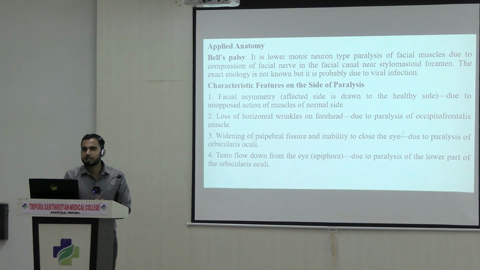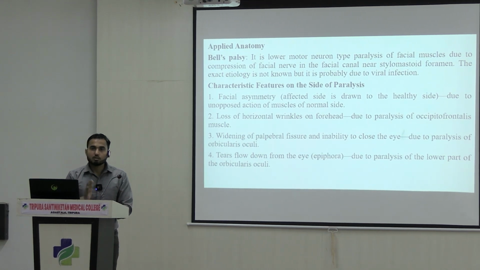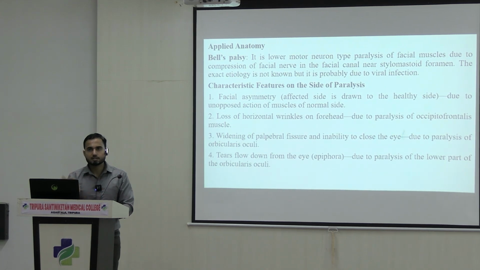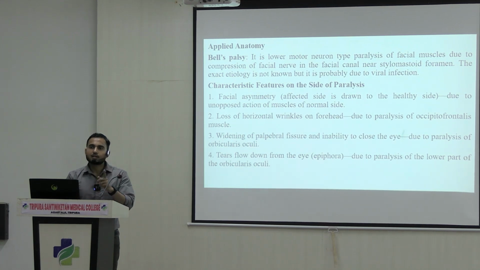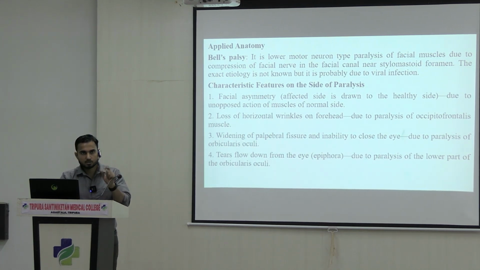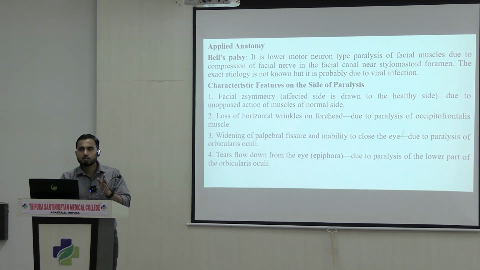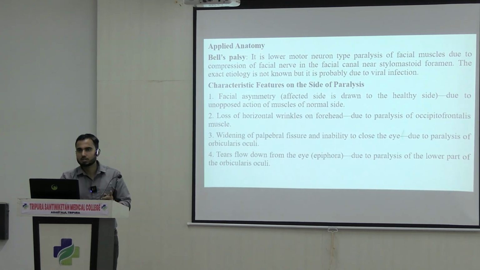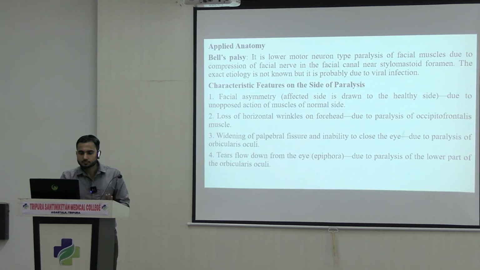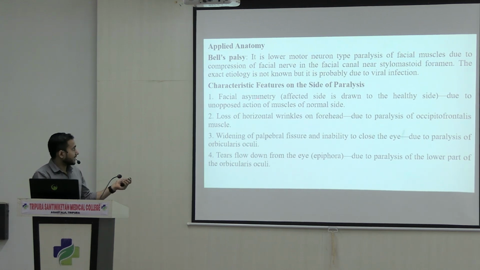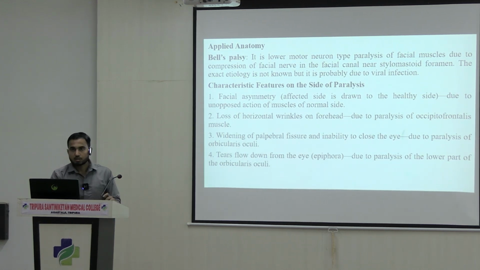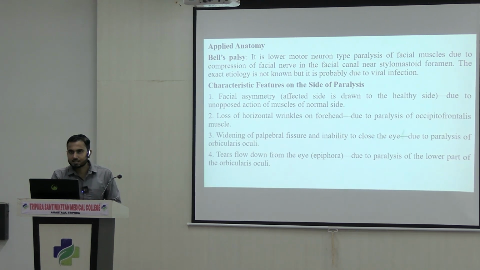Once it gets compressed, the facial muscles will get paralyzed. Now I hope you have noted that facial muscles are present on both sides, right side also, left side also. So suppose the nerve is compressed on one side, then you will not see paralysis of the muscles of both sides. On that side only the paralysis can be seen. So first of all, there will be facial asymmetry. What is the meaning of this facial asymmetry? The affected side is drawn to the healthy side.